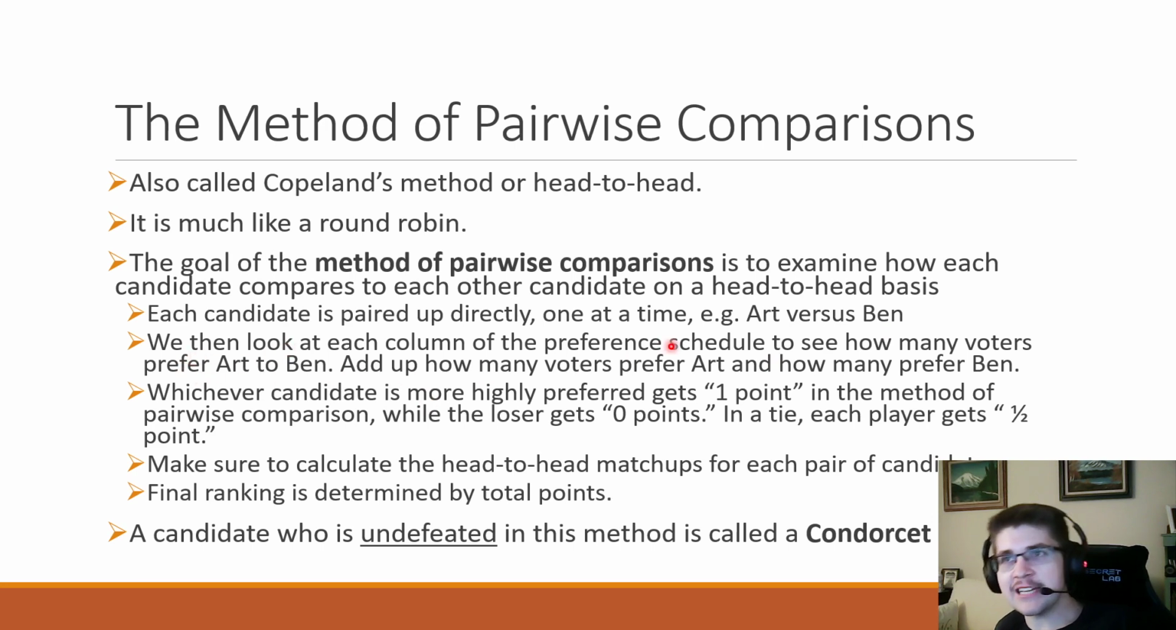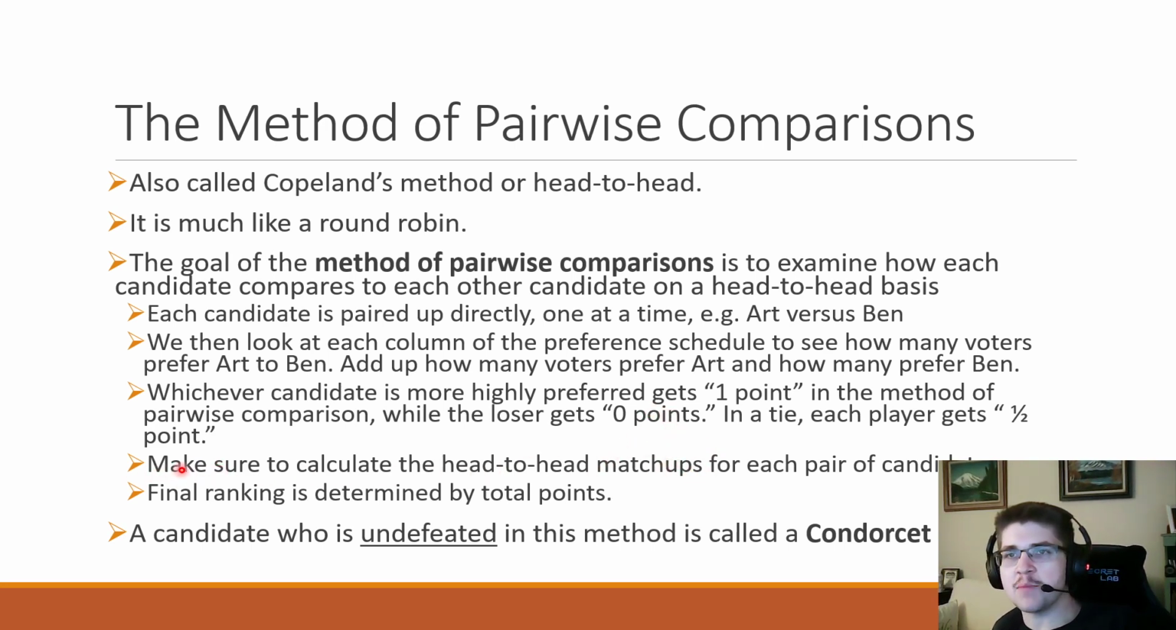Basically, we look at each column of the preference schedule to see how many voters prefer Art to Ben, add up how many voters prefer Art, and how many voters prefer Ben. So we look at one pairing, see who is more highly preferred in each column, and then tally them all up. Whichever candidate is more highly preferred gets 1 point in the method of pairwise comparisons, while the loser gets 0 points. In a tie, each candidate gets half a point. And when we do the example, we'll talk about the point system and how we figure out the outcome.